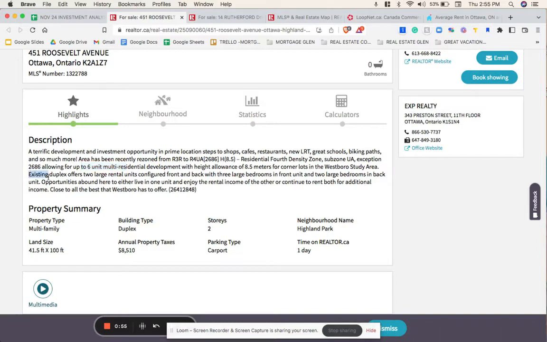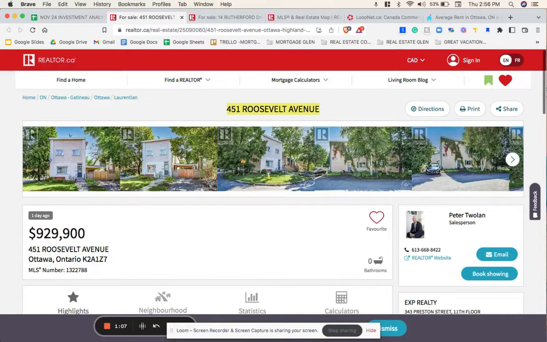But right now there's an existing duplex on there, 2 large rental units. One is a 3-bedroom in the front, and the other is a 2-bedroom in the back. Okay, so this is essentially the property. So let's analyze this property really quickly in the analyzer.